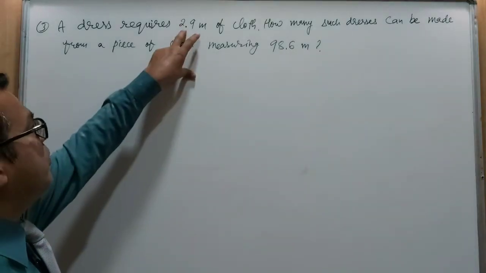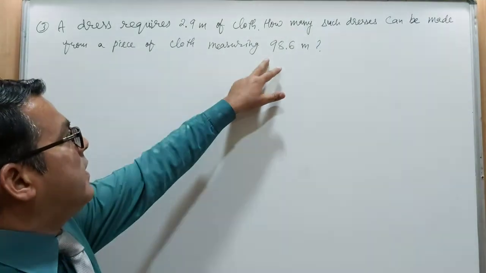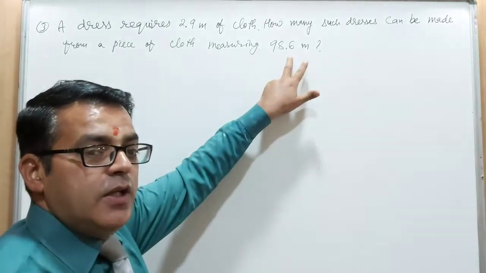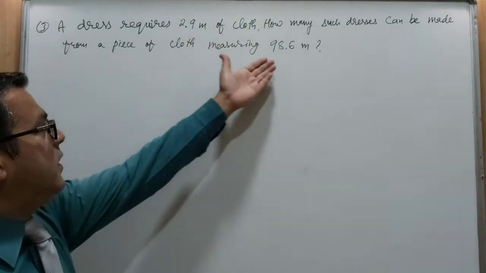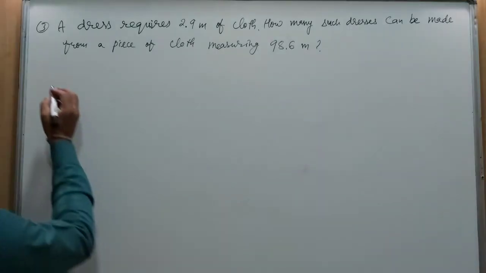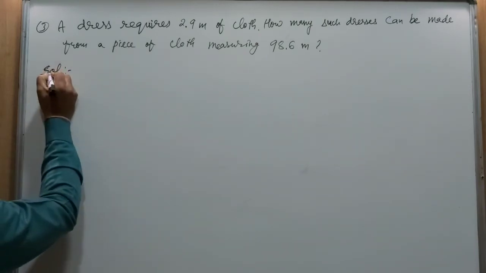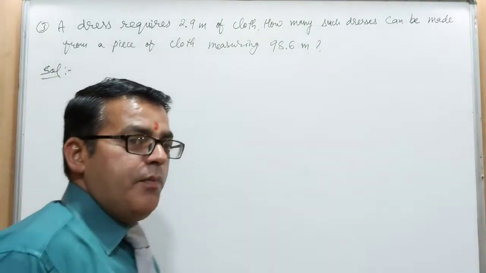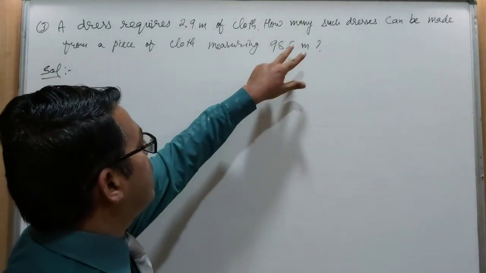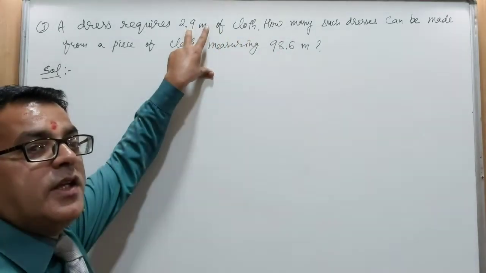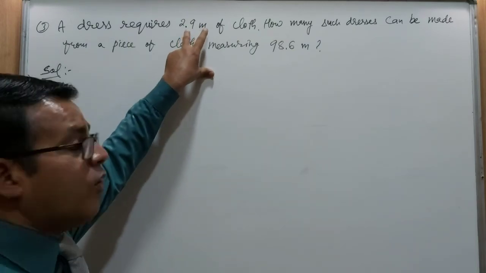One dress requires this much cloth, and the total cloth that the tailor has is 98.6 meters. So how many dresses will he prepare from that cloth, right? What to do now? Just think about it. I am solving here, and if you think about it, then it will be better. So we divide 98.6 by 2.9, that is the requirement for one dress.